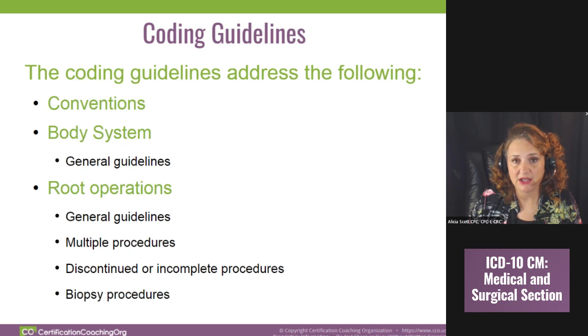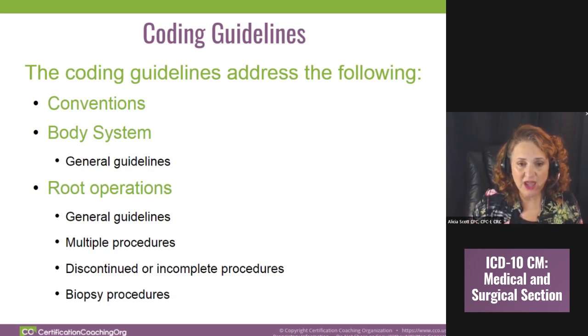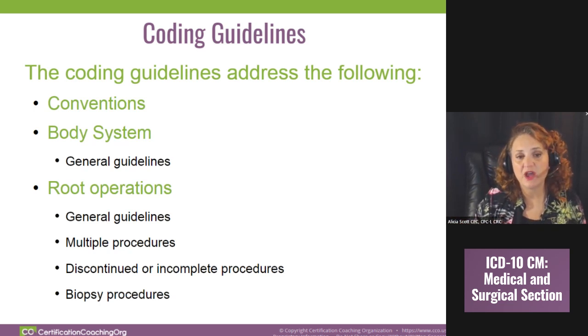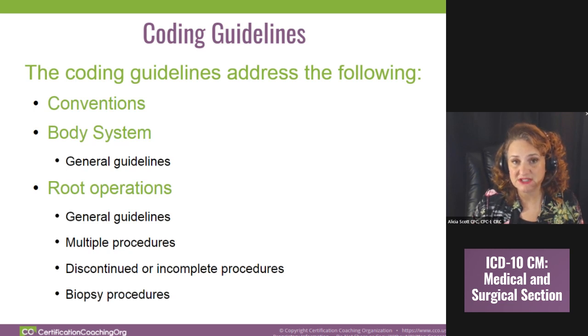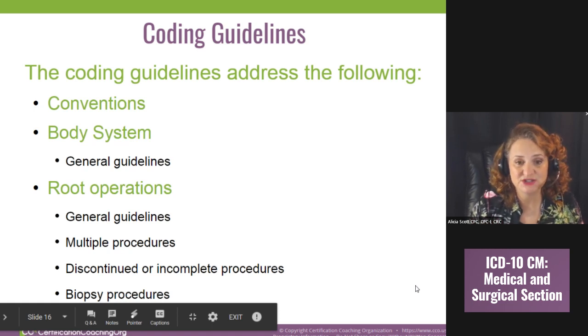Body system, general guidelines, just like with everything else. What is a certain body system and what isn't a certain body system? Those are pretty much the same in all of the code sets. Root operations, little different though. Look at all of our choices. We will have general guidelines, just like we're used to seeing in CPT, but there's guidelines that pertain to doing multiple procedures. We don't use modifiers in PCS because we can get to a higher specificity. Maybe if a procedure is discontinued or incomplete, then there are guidelines that tell us what to do.